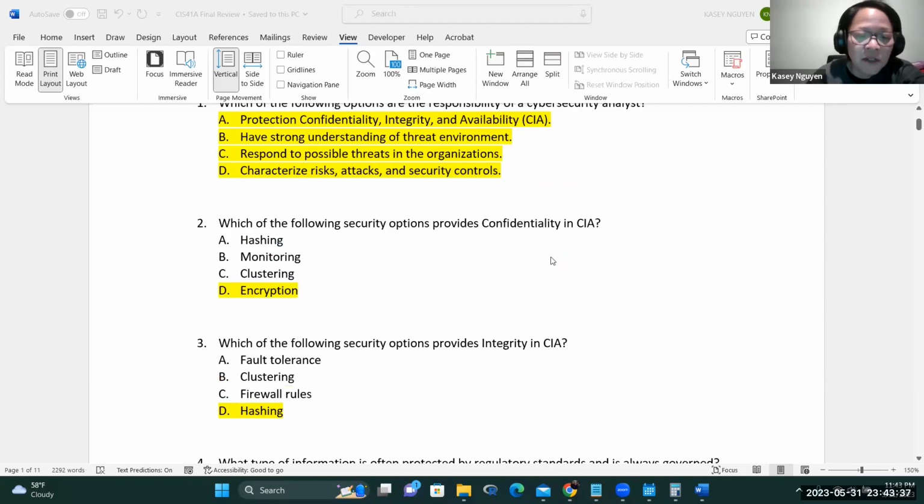For number 3, which of the following security options provides integrity in CIA? And as I mentioned in the last question, hashing is best for this. Hashing allows us to use the value that's generated from the hashing algorithm to be able to match it. And so if it's exactly matched, that means that the file or the object has integrity. If it has changed, then the hashing value would be different.